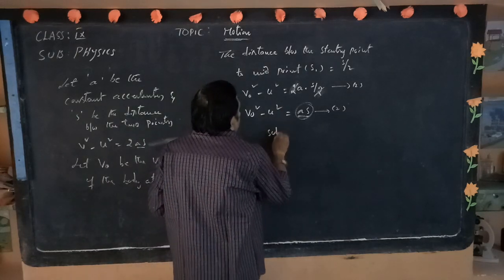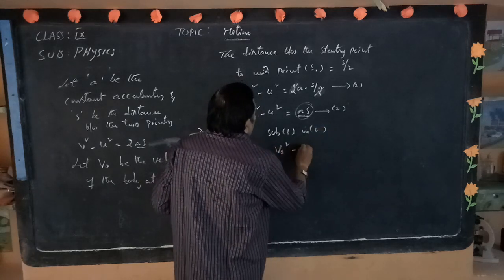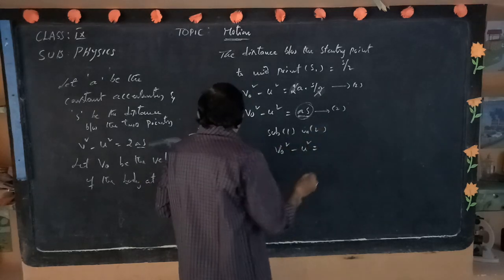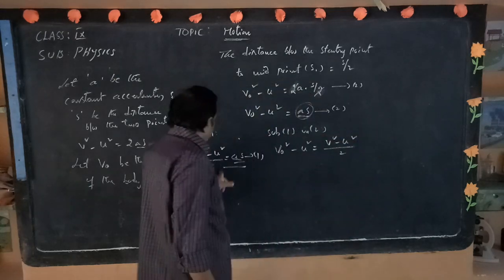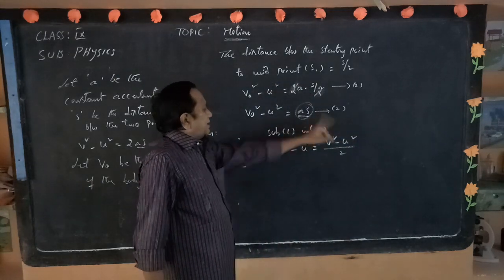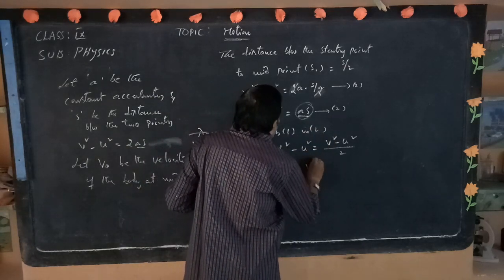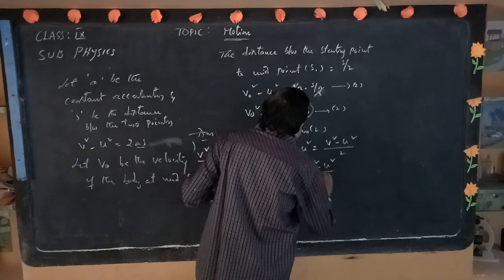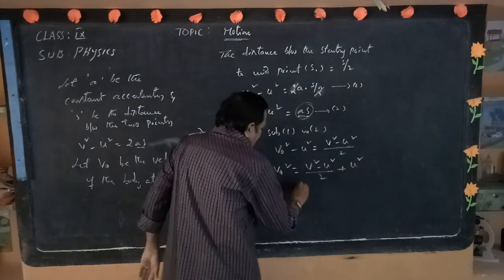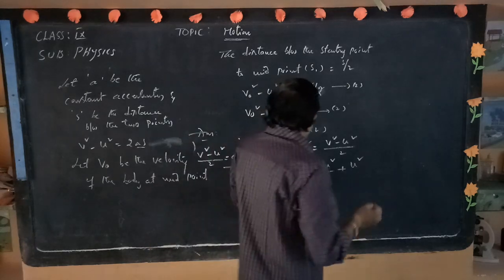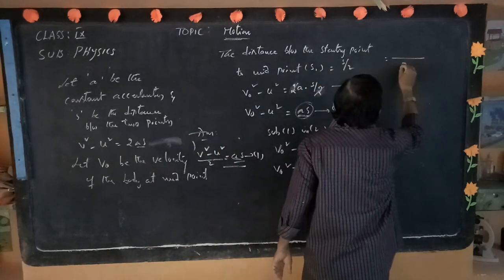So substitute 1 into it, then what do you get? v naught square minus u square is equal to v square minus u square by 2. Okay. Understand? Now send this to that side. What do you get? v naught square is equal to v square minus u square by 2, minus comes here, plus u square. Now that is equal to, so here I will write, take LCM. The LCM will be 2.